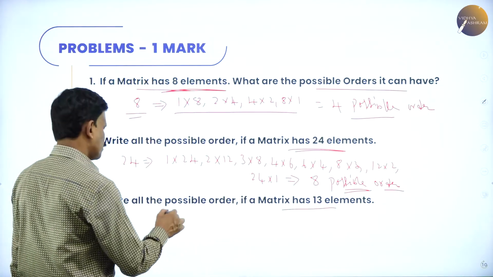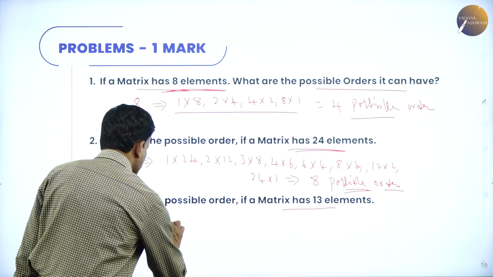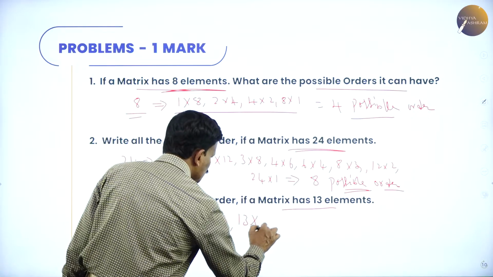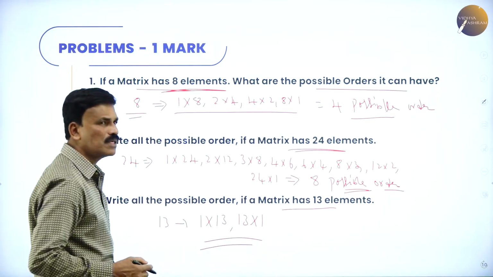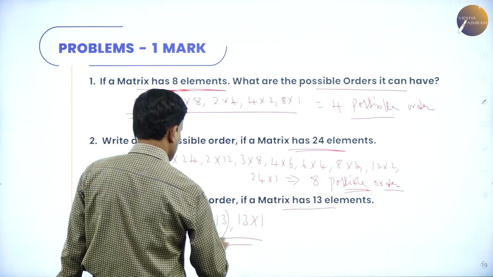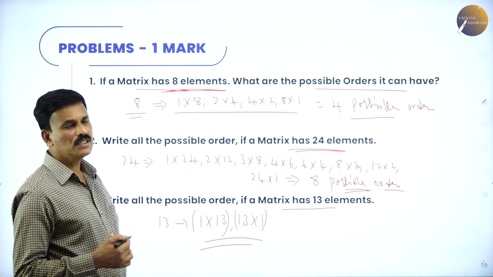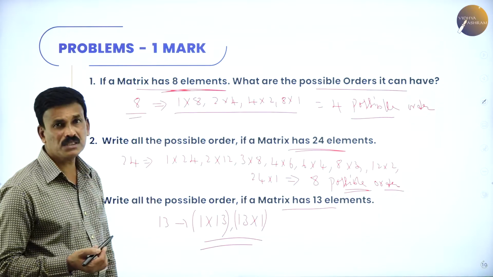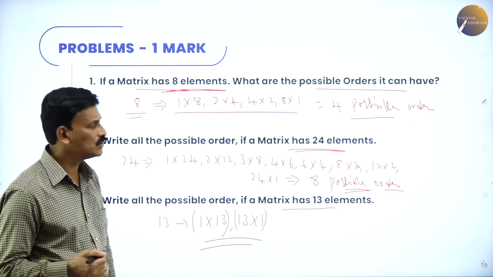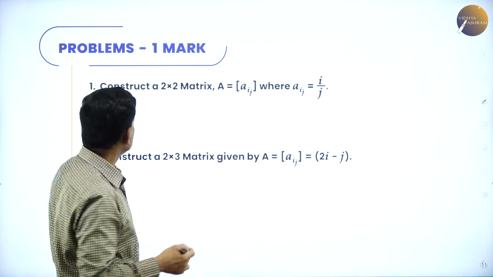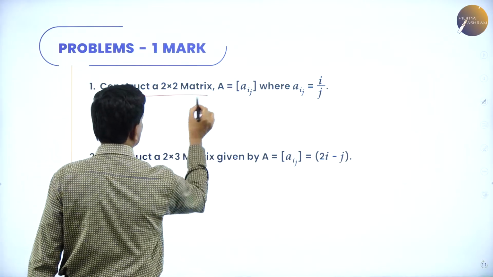Since it's an odd number, for 13 elements we can write 1 into 13 and 13 into 1. Only 2 possibilities. So these are the 2 possible orders we can write, 1 into 13 and 13 into 1 for the matrix. So you may expect this type of question for 1 mark also. Now let us come to the next type of problem. The next type of problem, again this is also for 1 mark.